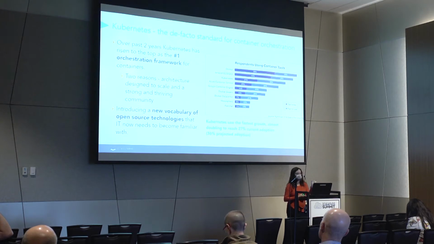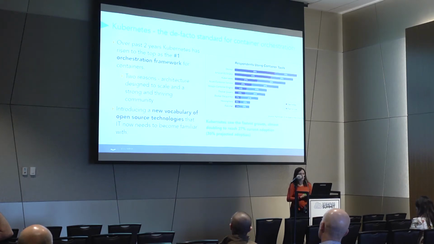So it almost doubled and reached about 27% current adoption, with about 36% projected adoption for 2018. So this is a well-known fact now. Kubernetes has risen to be the #1 container orchestration framework for a number of reasons. An architecture that's designed to scale and a very strong, thriving community are just some of those. But what that results in for an organization is a completely new vocabulary of open source tools and technologies that you now need to familiarize yourself with.